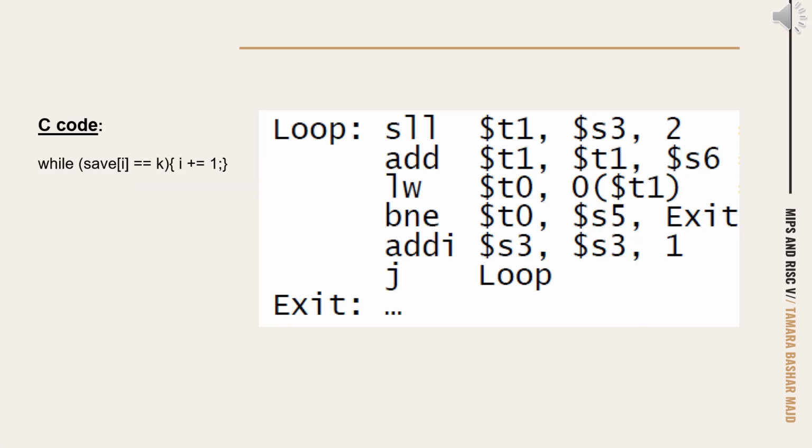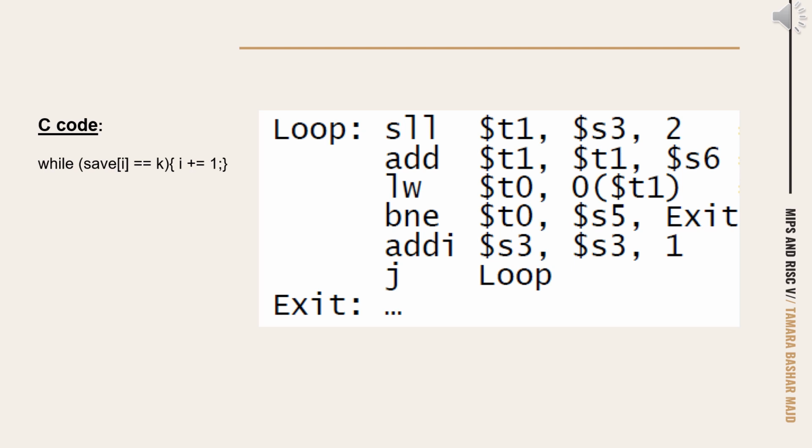In this code, I is stored in S3, K is stored in S5, and the address of save is in S6. We enter the loop, then we shift I to the left by 2. This is equivalent to multiplying I by 4. This step has to be done since we are dealing with integers and each integer needs 4 bytes in memory. This makes us acquire the offset needed to be added to the base address. Now we add the offset to S6 and we get the address required, which is save I.